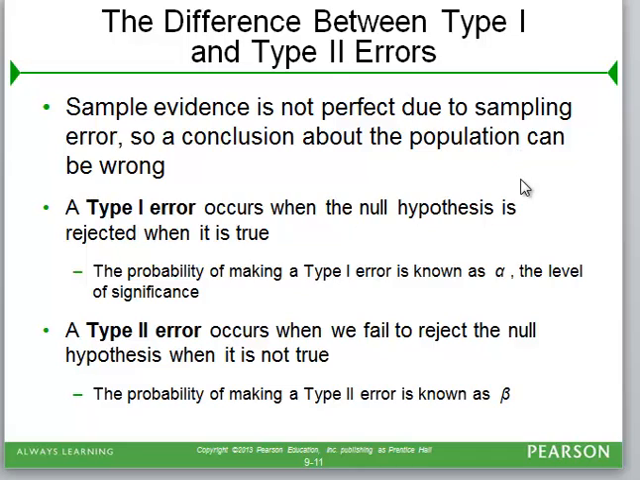Another very important thing is type 1 error, because we know sample evidence is not perfect, right, because of the sampling error. So a conclusion about the population might be wrong. Type 1 error occurs when the null hypothesis is rejected when it is true. The probability of making a type 1 error is known as alpha, the level of significance. So alpha, the level of significance, is the probability that we reject the null hypothesis when it is true.